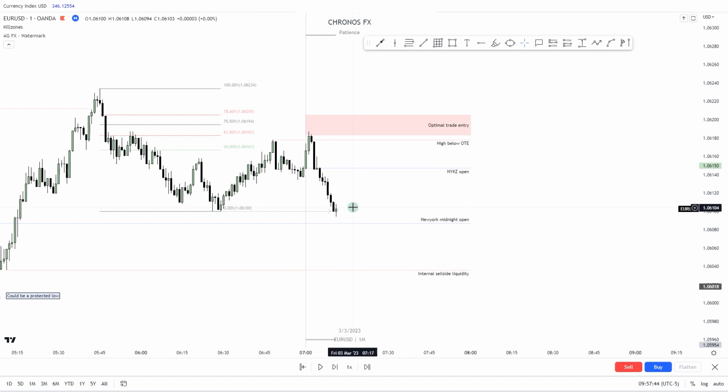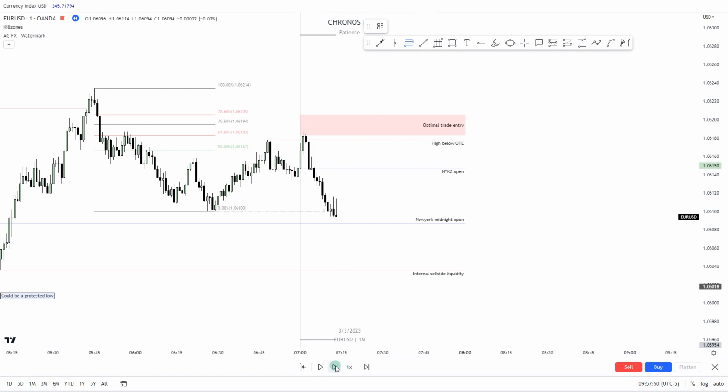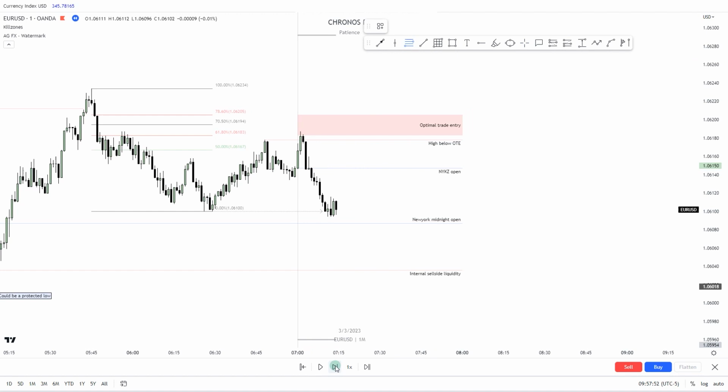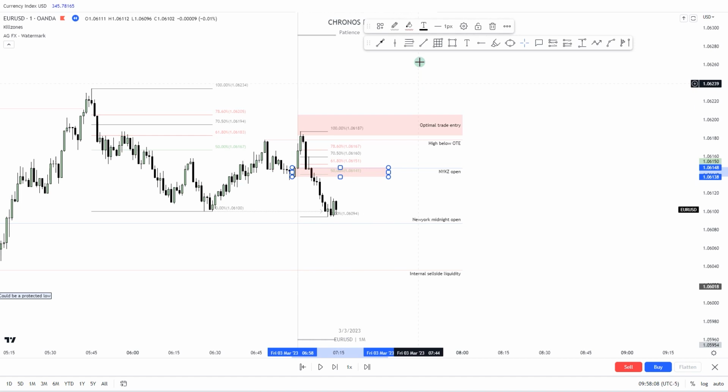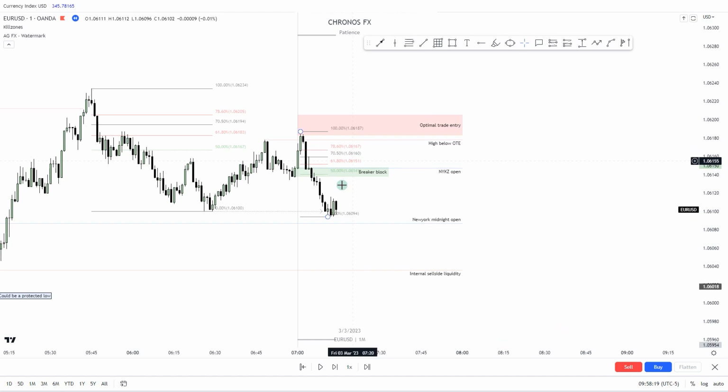Now I'm going to look for an entry. First of all, let's confirm the swing. Right here, I'm measuring again the premium and discount. Here is the 50%. All right, I'm looking around the 50% and I see this breaker block. Great. I'm interested in the breaker block. Let me put up an order here.